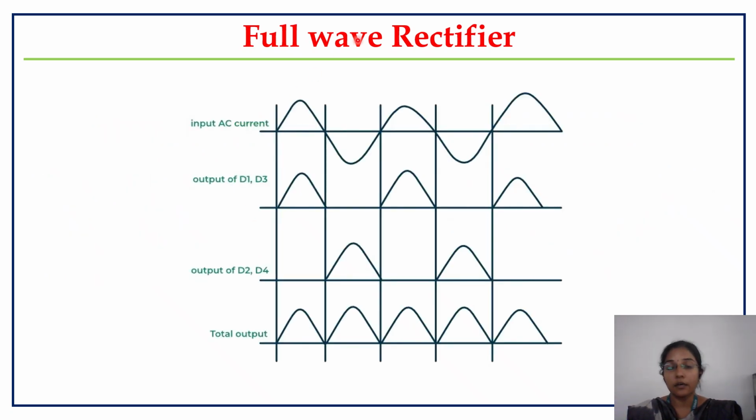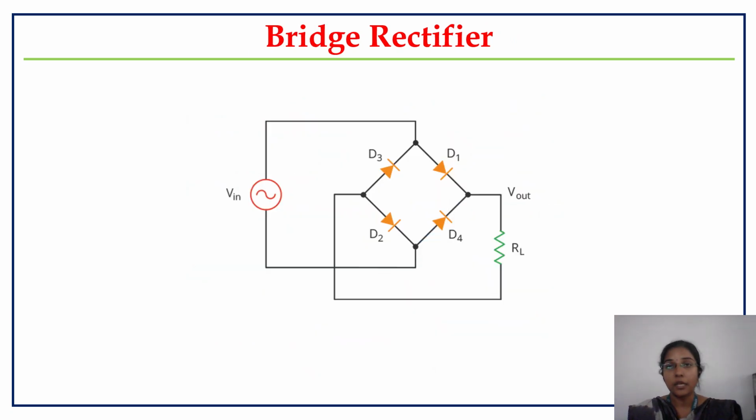So this is the output comparison graph of the full wave rectifier using a center tap transformer. This is the input signal that I'm giving. This is the output for one of the diodes, this is the output for the other diode, and this is the combined output. This center tap transformer full wave rectifier uses a center tap transformer where the circuit becomes complex. Due to that disadvantage of complexity, we are moving to another type of full wave rectifier, which is a bridge rectifier.